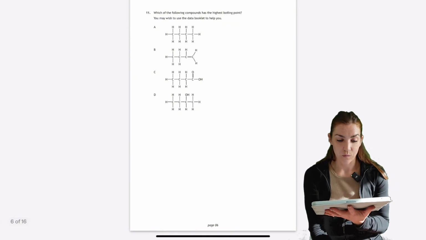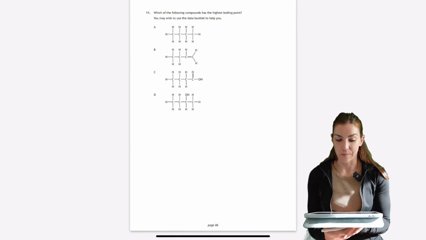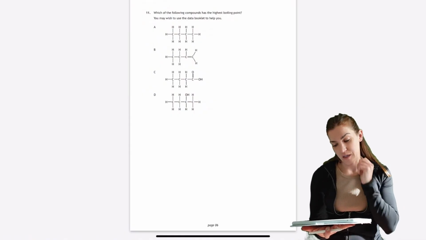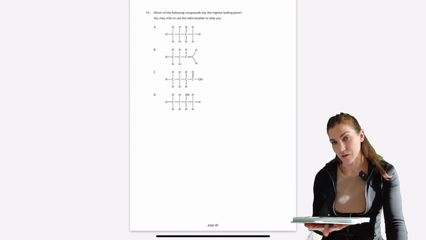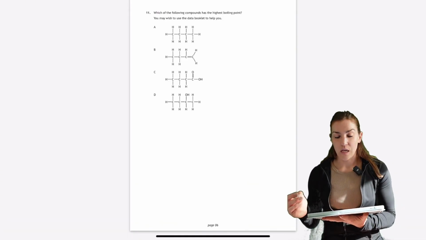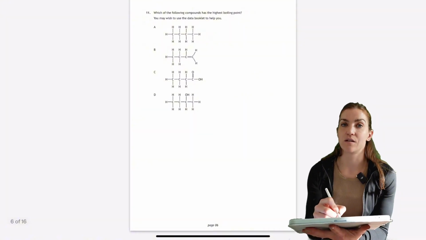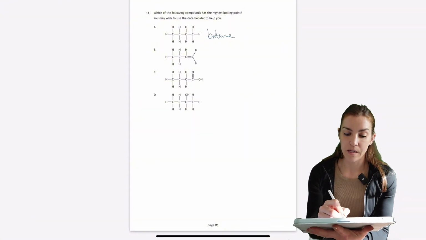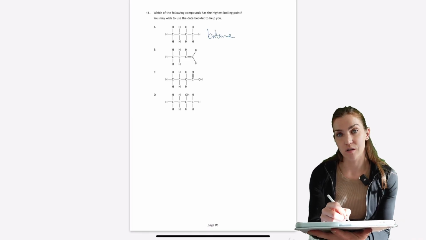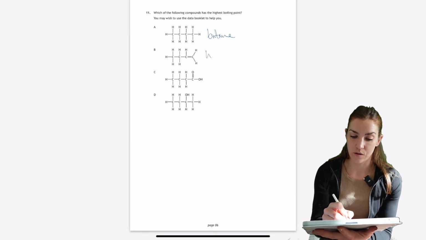So question 11, which of the following compounds has the highest boiling point? You may wish to use the data booklet to help you. So here you're basically going to have to name these molecules and then look up their boiling points in the data booklet. So A is all single bonded carbons, so that's an alkane and it's got 4 carbons in it, which means it's butane. B is an alkene because it's got a double carbon to carbon bond. Again, it's got 4 carbons in it, so that would be butene.